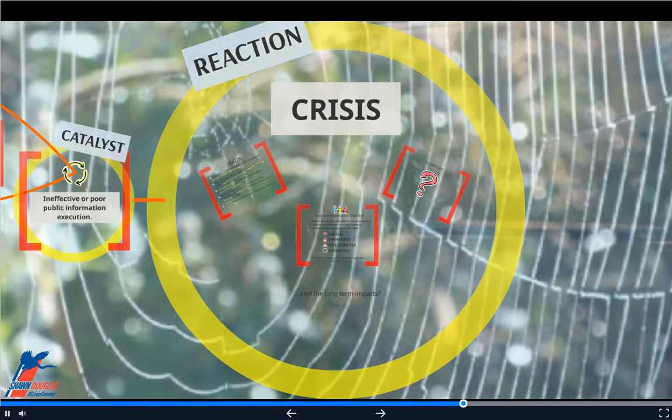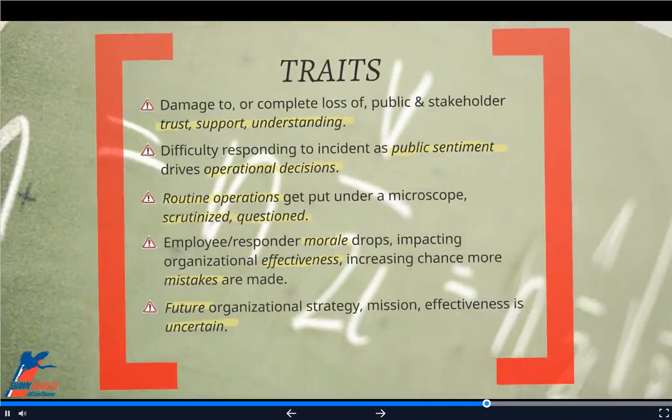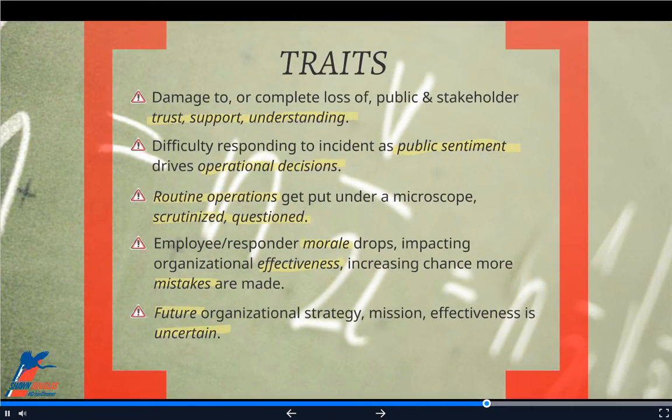And what makes a crisis so much worse than a problematic issue or incident, an emergency or other critical event? Damage to or complete loss of public stakeholder trust and support and understanding. This leads to difficulty in the operational response as public sentiment drives those operational decisions.